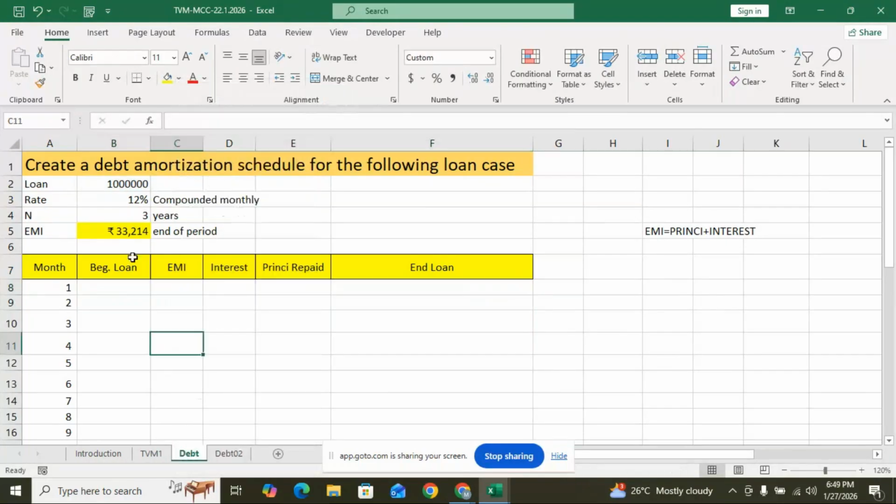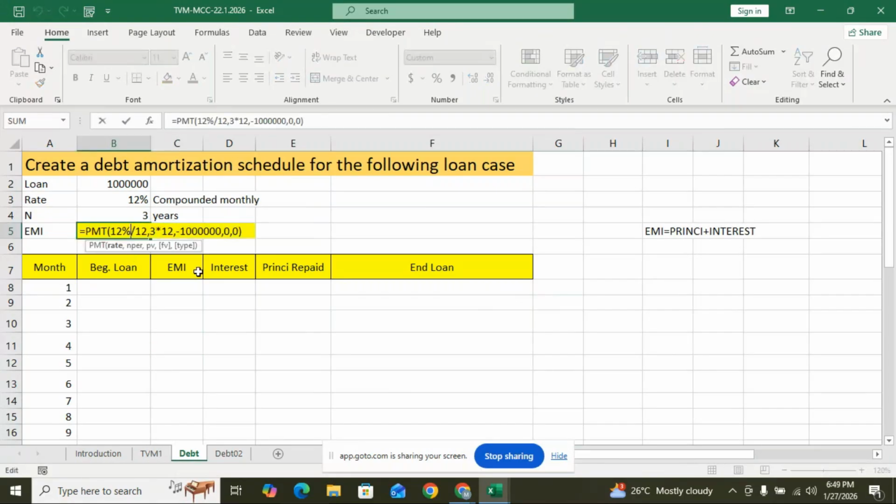Now the EMI calculation, I hope it's very clear for you. Whenever you're doing your EMI calculation, you see equals to PMT 12% divided by 12, comma 3 into 12, comma, here you're going to add a minus sign. Minus 10 lakh, then future value is 0 and at the end of the period. Why is this minus sign added here? Because by default EMI is a deduction from the gross amount of loan.